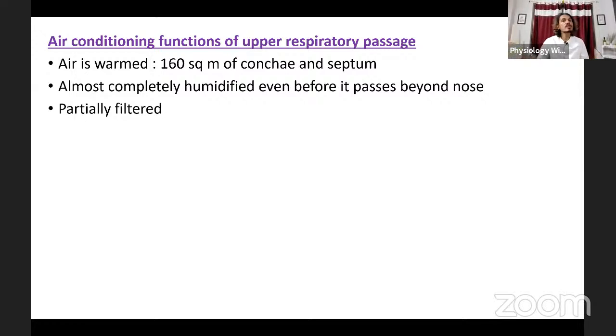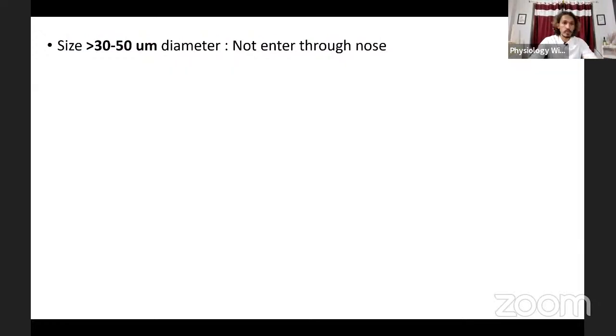So to prevent that, you actually need this complex where you warm it, humidify it, make the pressure proper. Only then it reaches. And this is not some trivial thing. This is a very important thing that your body does. Okay. Another thing is protection.